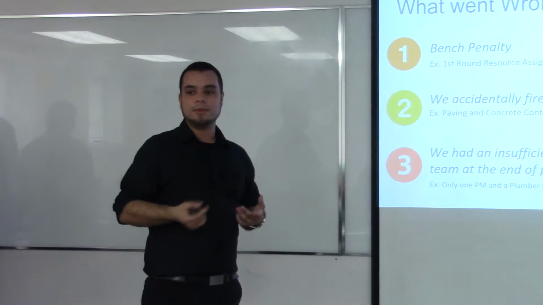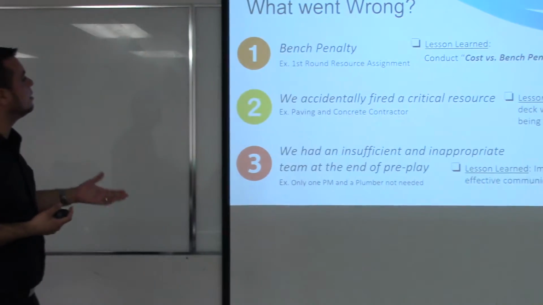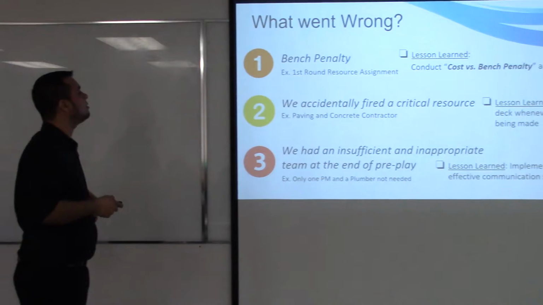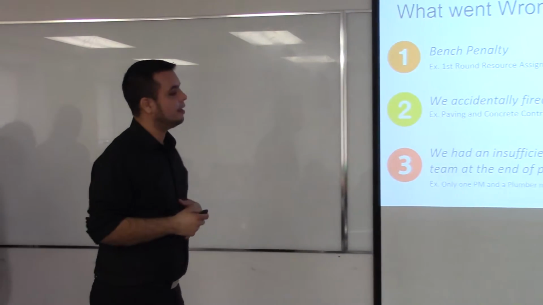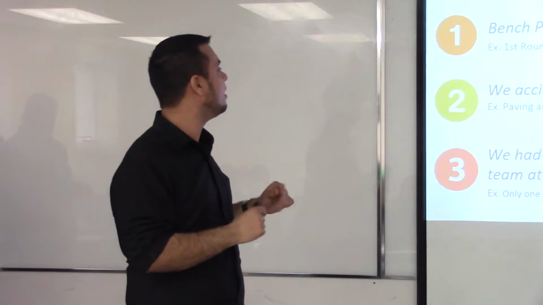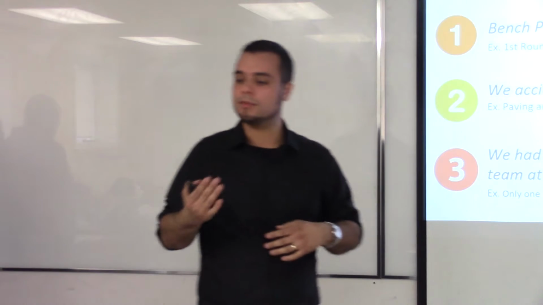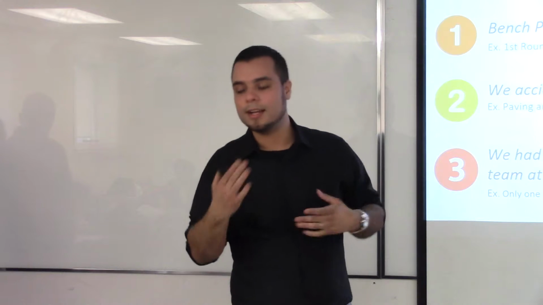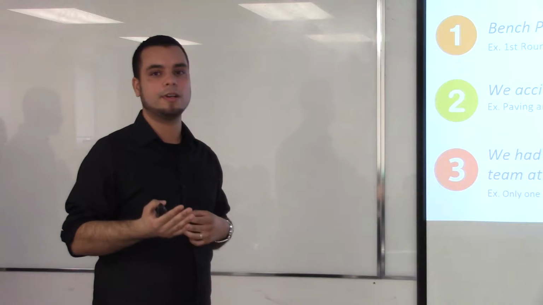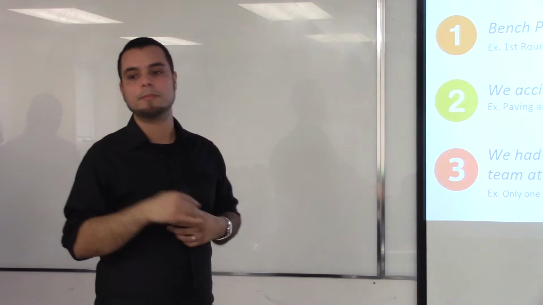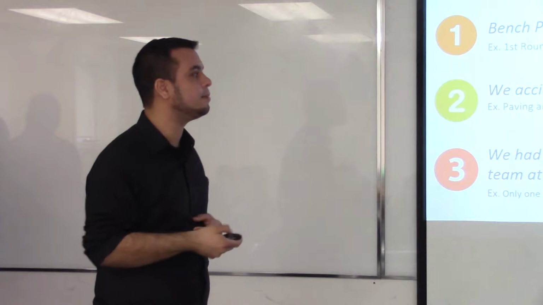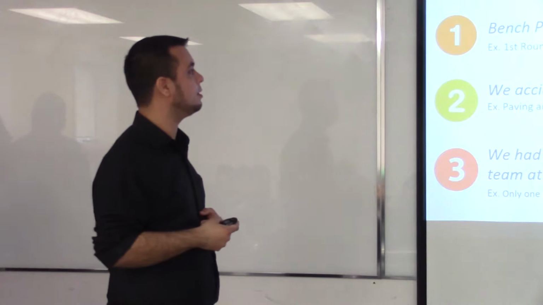Since in this stage we were all learning how to play the simulation, a lot of things went wrong, as was expected. But some of the things that we can mention: first, the bench penalty. At first we tried our best to avoid the dreaded bench penalty by assigning resources to all the tasks possible, without realizing that if you do that, most of the times you actually end up paying more for those additional resources than the actual cost of the penalty. So from that moment on, we knew that we had to do a cost versus bench penalty analysis every time we try to avoid the bench penalty.